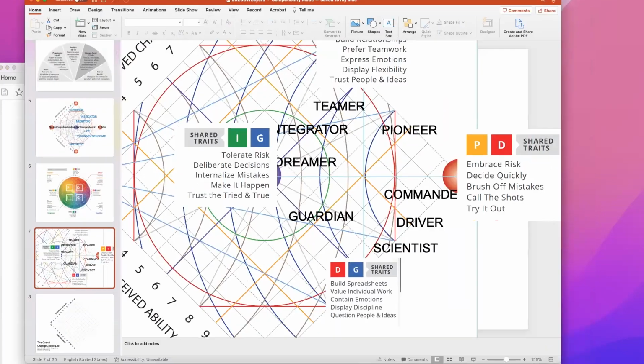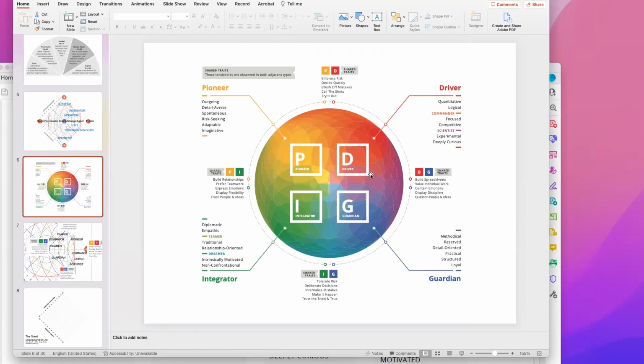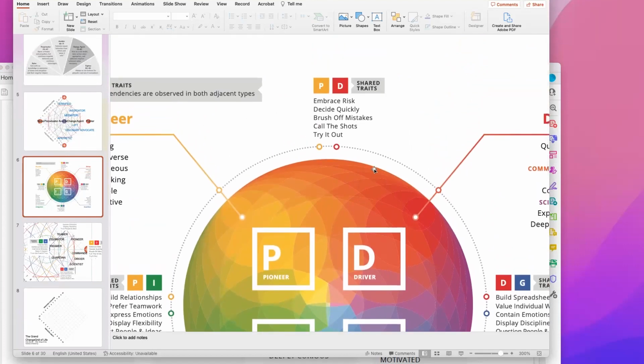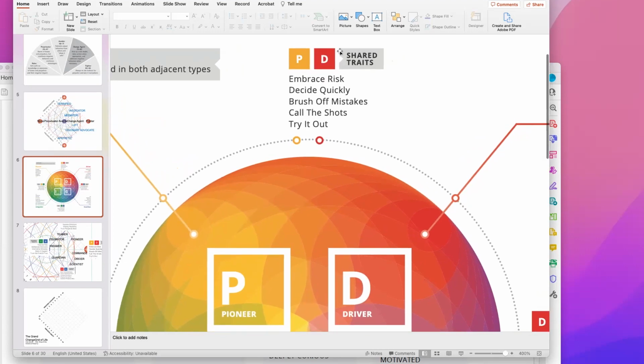Let me go to a different diagram for you. We'll go to this one. What the pioneer and the driver share, forget that it's upgraded. It would actually be 90 degrees rotated. So this would be outgrid. They're saying that their shared traits is that they embrace risk, definitely a driven driver energy. They decide quickly, very driven driver. They brush off mistakes, very driven driver. They call the shots, extremely driven driver. And they like to try things out.